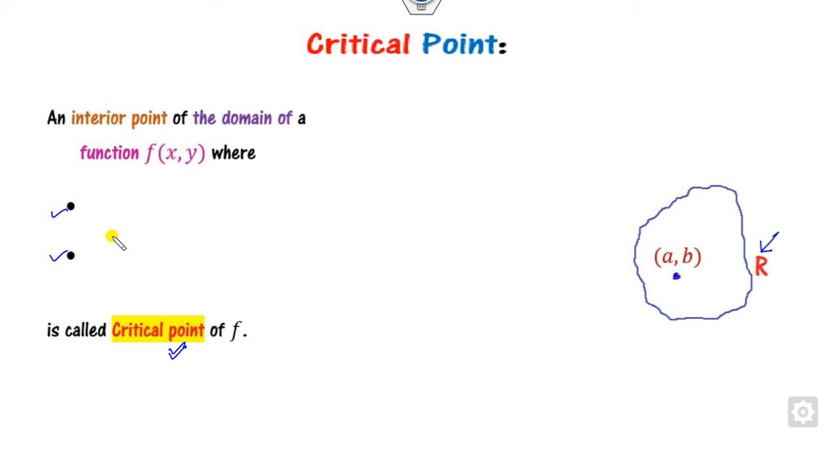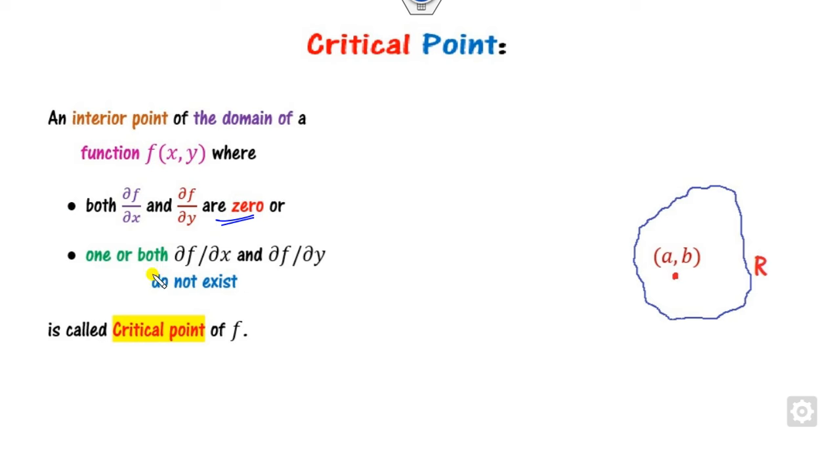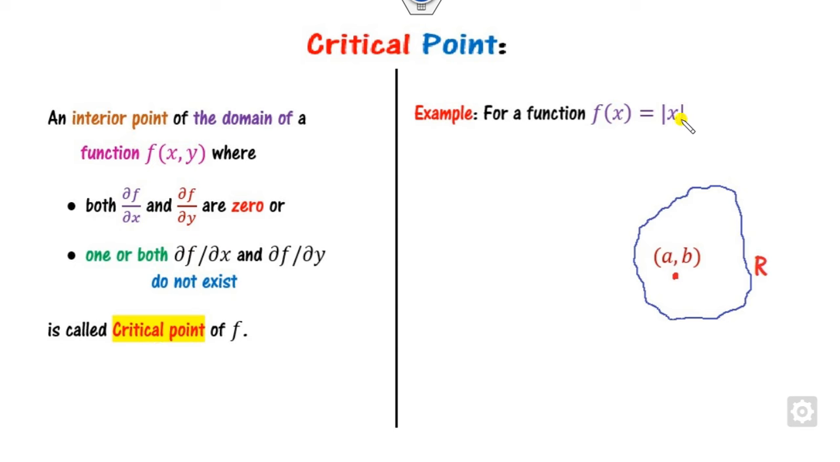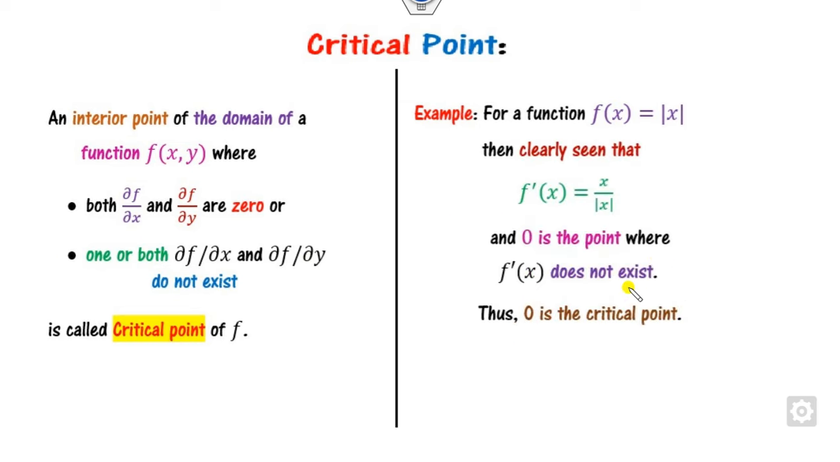Number one, the partial derivative of function f with respect to x and the partial derivative of f with respect to y are 0, and second, either one of them does not exist. All those points at which these conditions are satisfied are called the critical points. For example, look at this function. Since it is only one variable, there is no need for the partial derivative. What is the derivative of this? Here, x is 0. What is the meaning of that? f dash is undefined, so the second property is satisfied. Therefore x is 0 is my extreme point, or critical point, because f dash does not exist.